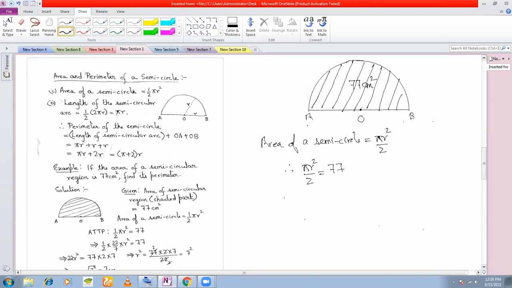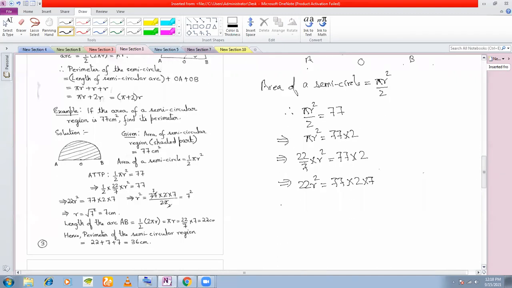Since they have not mentioned the value of pi, you can take it as 22 by 7. So pi r square is equal to 77 into 2. Now you can put the value of pi as 22 by 7 into r square is equal to 77 into 2. So now you get 22 r square is equal to 77 into 2 into 7. So now you can find out r square. R square is equal to 77 into 2 into 7 divided by 22.